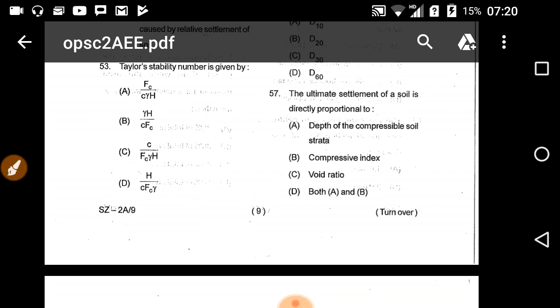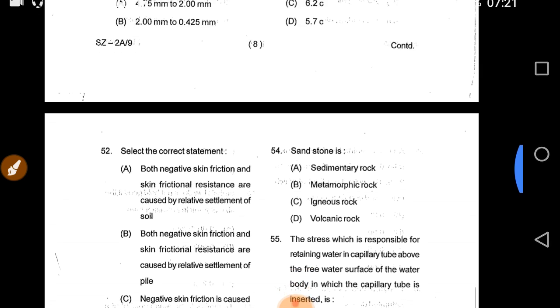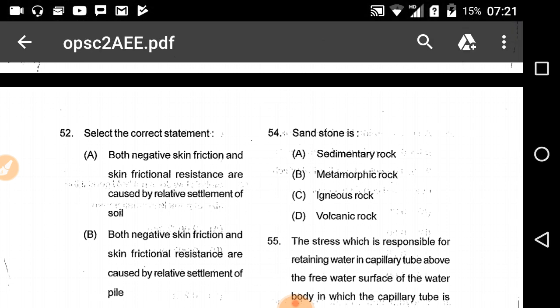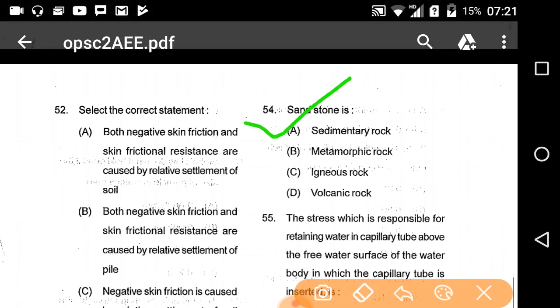Okay. Question number 54. Sandstone is a sedimentary rock, a metamorphic rock, an igneous rock, a volcanic rock. So sandstone is a sedimentary rock. That is option A will be the correct answer.